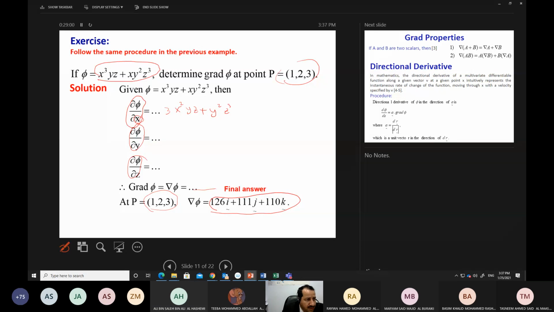Okay. Now the next one, differentiate with respect to y. So I will keep x to the power 3. y, the differentiation of y is 1. And I keep z as a constant, plus. I keep x as a constant. And then 2y, because I need to differentiate y squared, it will be 2y, and z to the power 3. Last one, I will keep x to the power 3, y also, only the differentiation of z will be 1, plus x y squared, and the differentiation of z to the power 3 will be 3z squared.